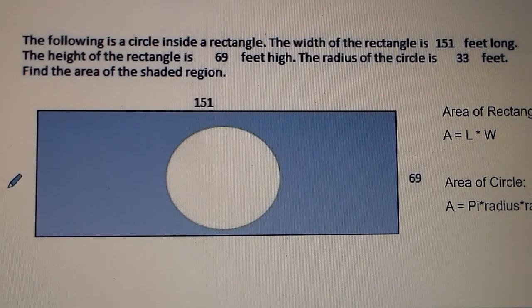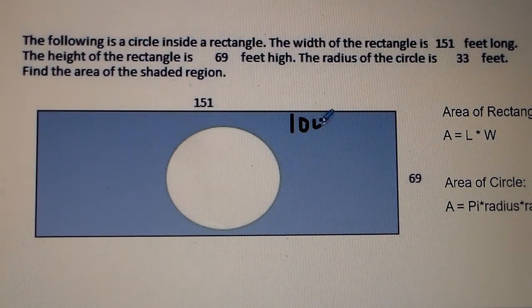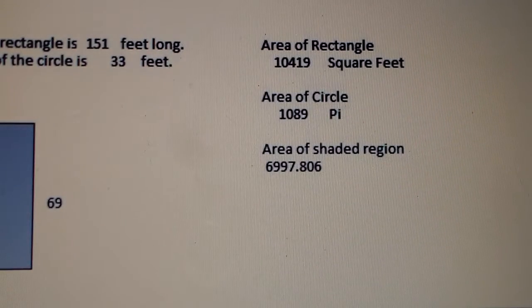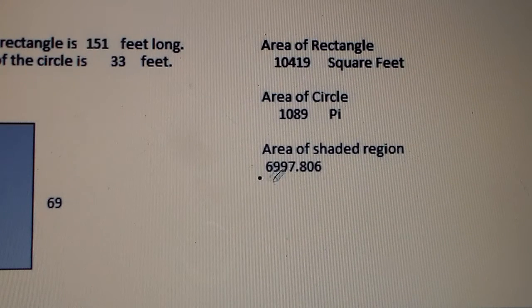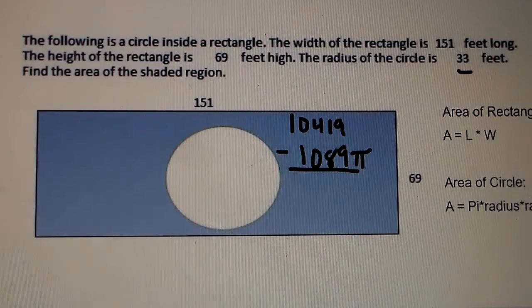We first find the area of the rectangle, which is 10,419. We got that number by multiplying length times width, 151 times 69. So that's the area of the rectangle. Then we're going to subtract the area of the circle. So pi times radius squared. My radius is 33, so 33 squared times pi gets us 1,089 pi. When we subtract those two numbers on the calculator to get that shaded region, you're going to get 6,997.806. And that'll be our answer.